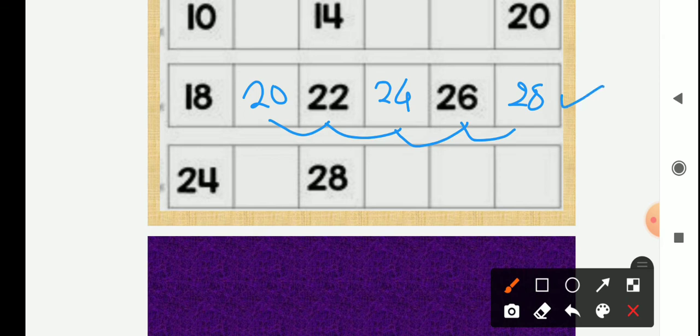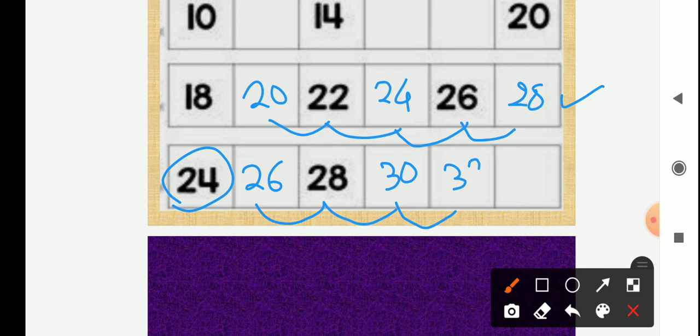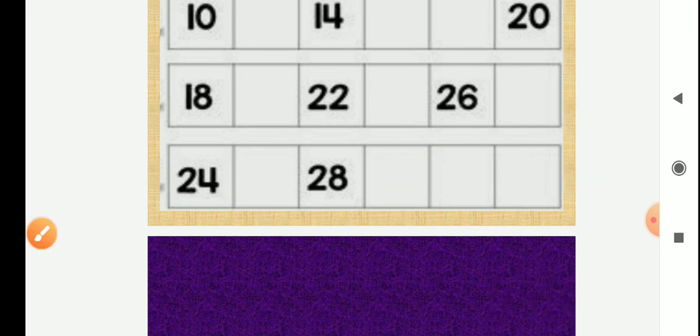Now, next series starts with the number 24. 24 plus 2, 26. 26 plus 2, 28. 28 plus 2, 30. 30 plus 2, 32. And 32 plus 2, 34. In this way, here also we complete this series by skip counting by 2. Okay. In this way, we can prepare a multiplication table of 2, 3, 4, 5, 6, 7 and so on by skip counting.